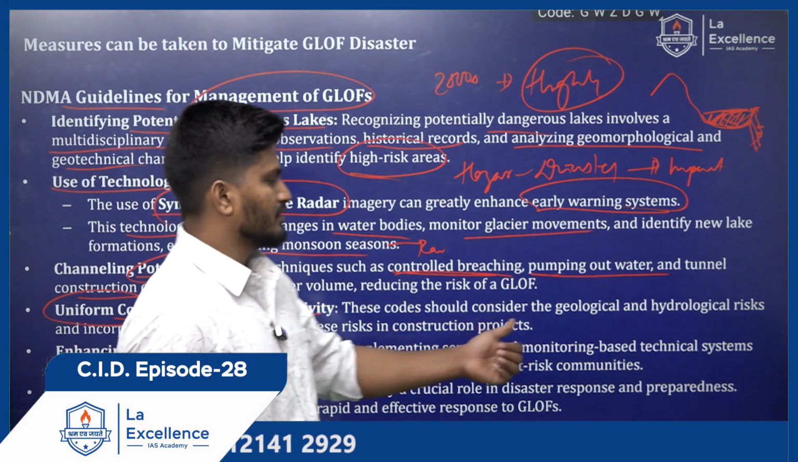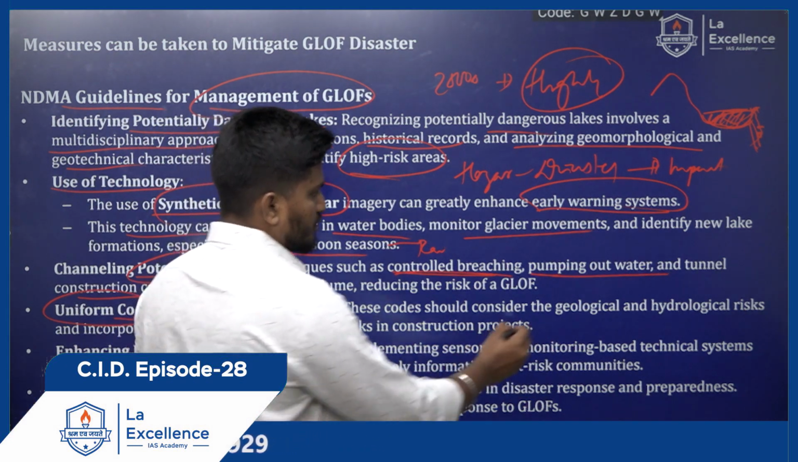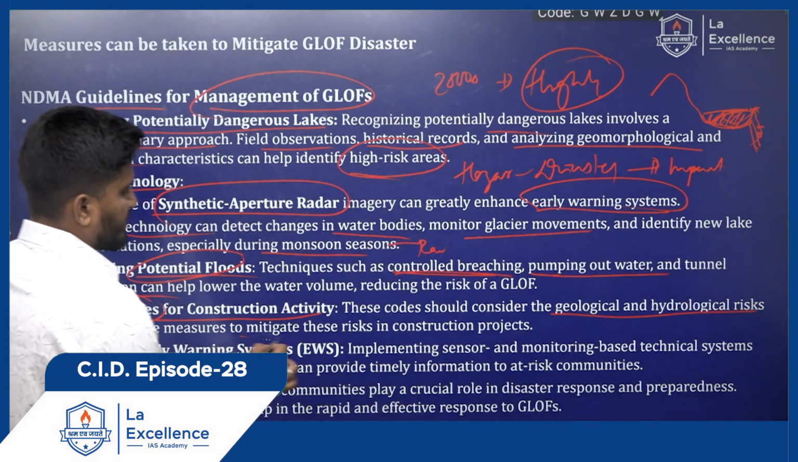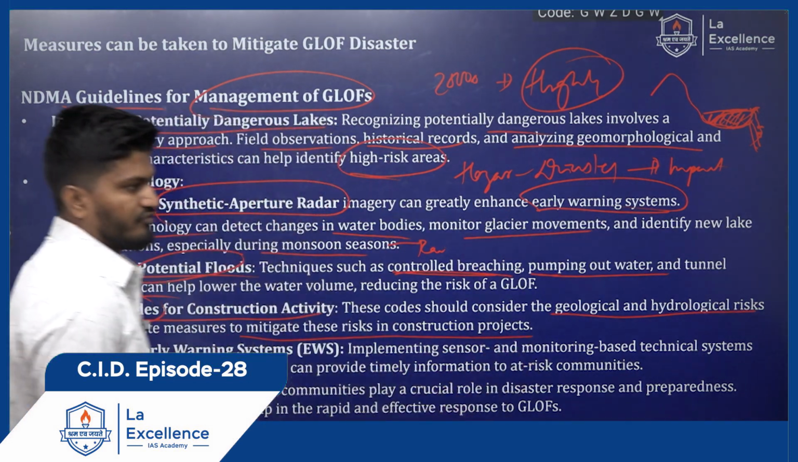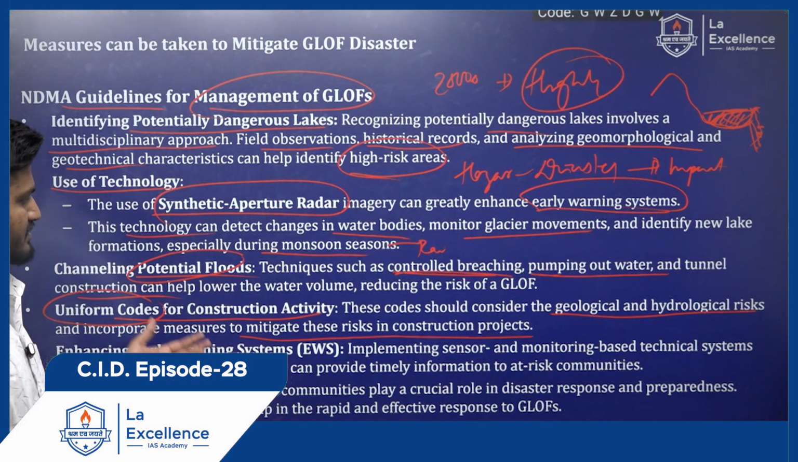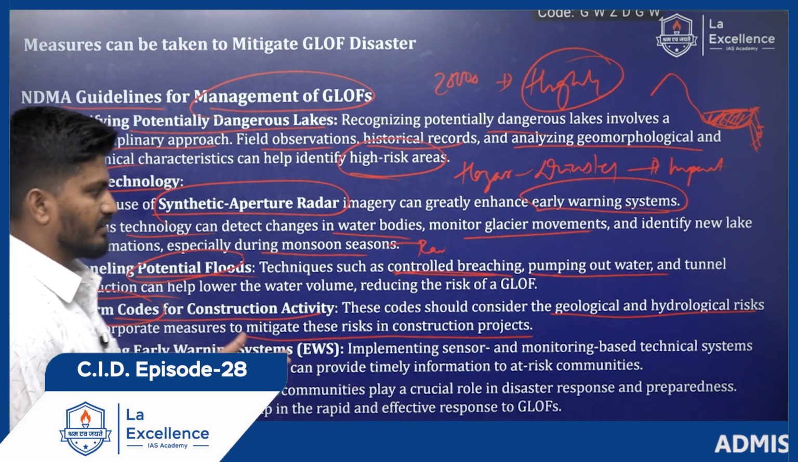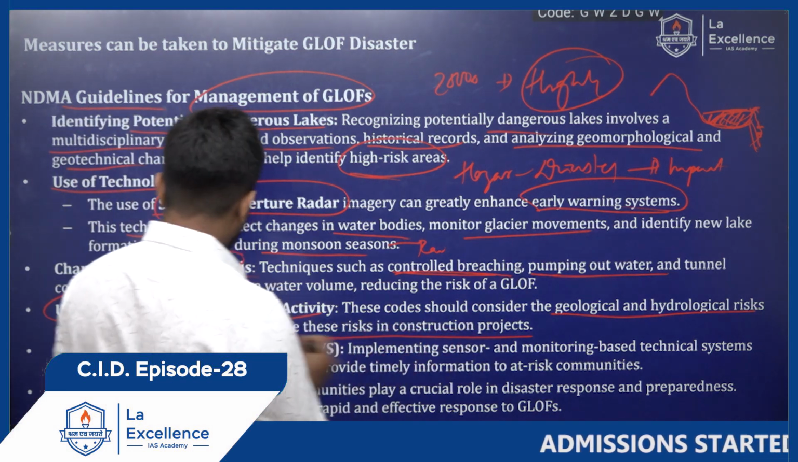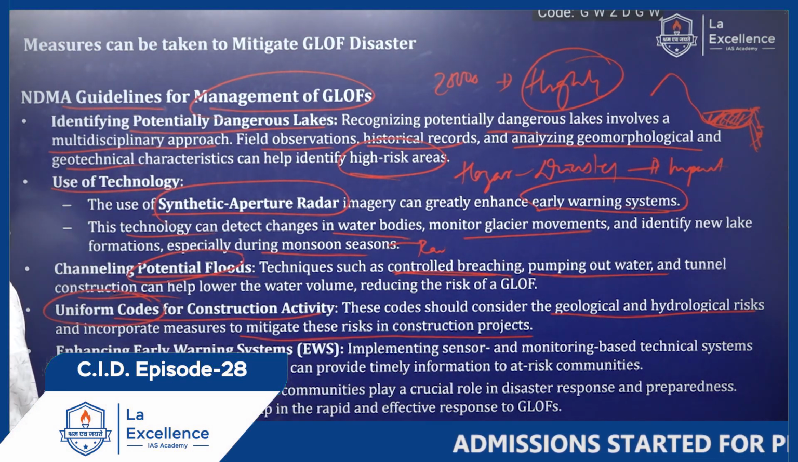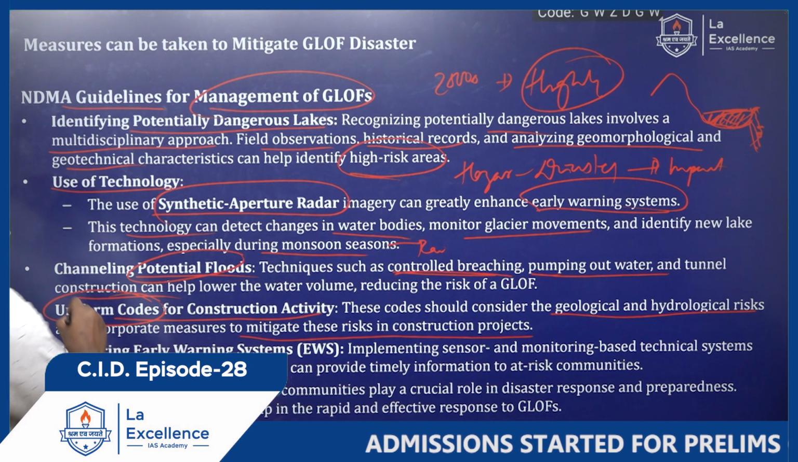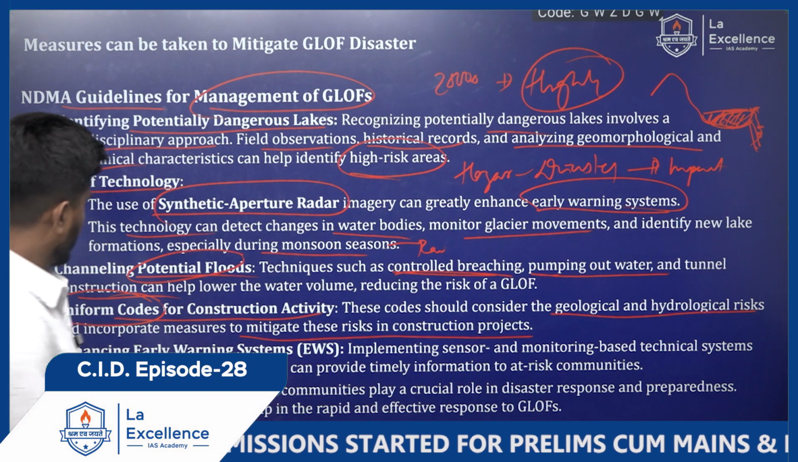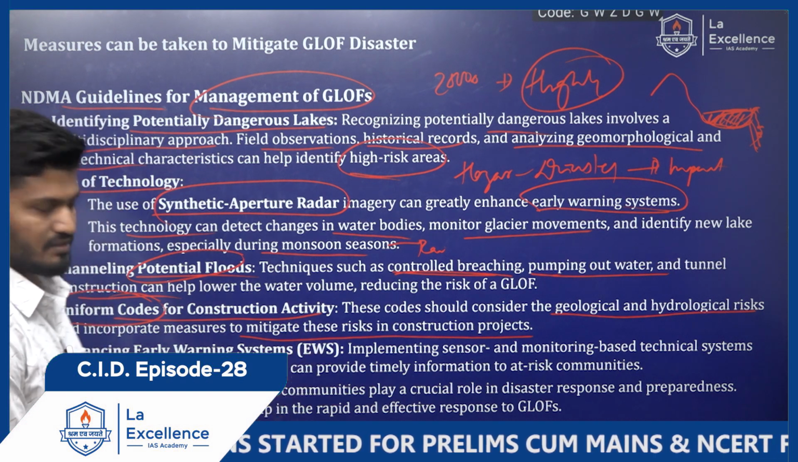We have to consider the geological and hydrological risk and incorporate measures to mitigate this risk in the construction projects. If you are going to do large scale construction such as dams or any factory or industries, then we have to look into these risks, and we have to form a code for these construction activities. Someone who breaks this code has to be punished, or without the code they should not be allowed to build their projects there.